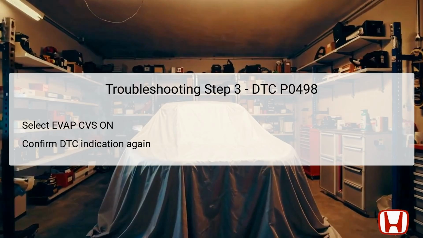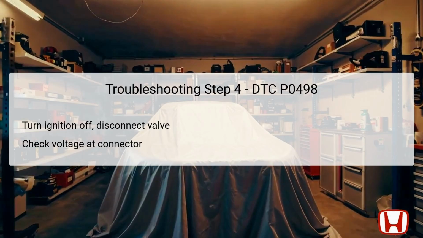the components involved. Step 4 requires the technician to turn the ignition switch to lock 0 for safety before disconnecting the 2P connector from the EVAP canister vent shut valve. Once the connector is safely removed, the technician turns the ignition back on to the on-2 position. At this point, the technician measures the voltage between the terminal number 2 of the EVAP canister vent shut valve connector and the body ground.